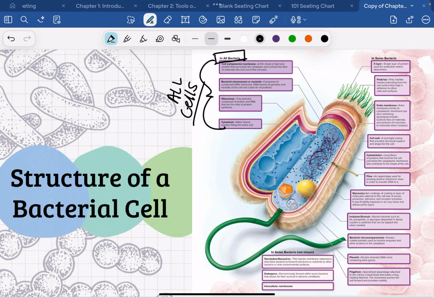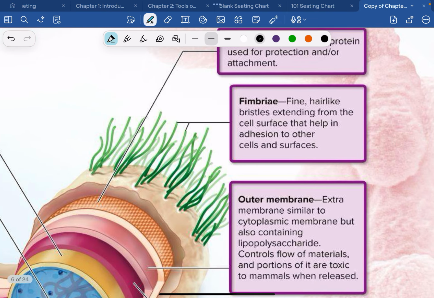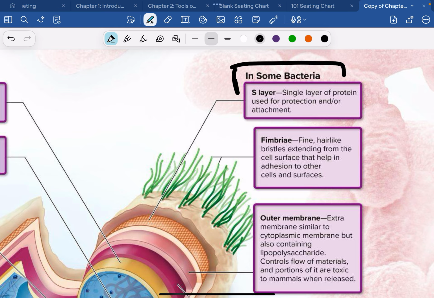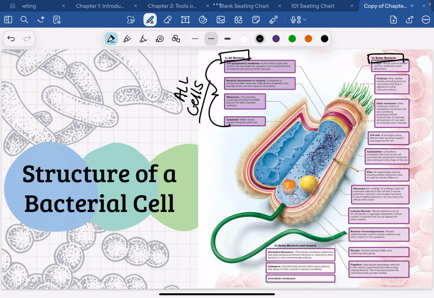And then the rest of this are going to be in some bacteria. So we're going to go through a lot of these individually. We're going to talk about what their purposes are, what the structures look like in different types of bacterial cells. But just kind of keep this in mind as we go through each of these individual things, that on this overall picture, there are some things that all bacteria are going to have. We're going to talk about things that most bacteria have, and then we're going to talk about things that only some bacteria have.